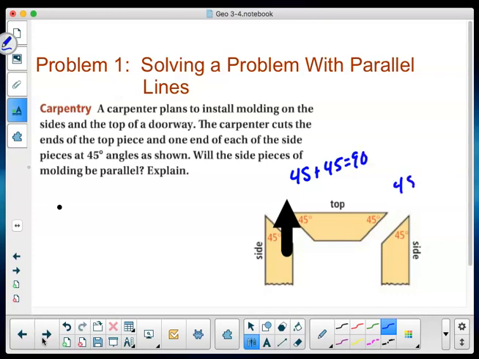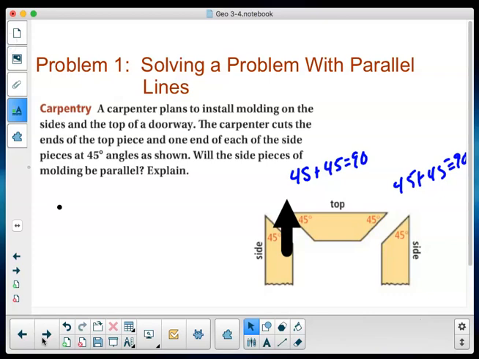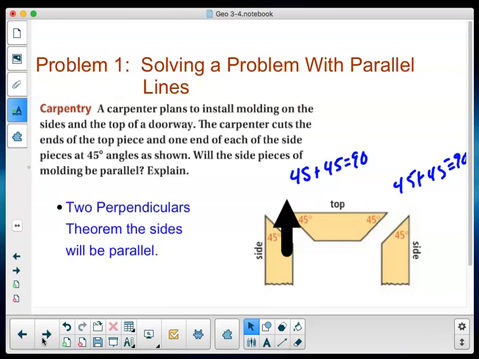And 45 plus 45 again, that's also 90. That is also a right angle. When these things get put together, they'll be perpendicular, and I'll have two sides perpendicular to the top side. So, by the two perpendiculars theorem, the sides will be parallel. Hey, it'll totally work out. That's cool.